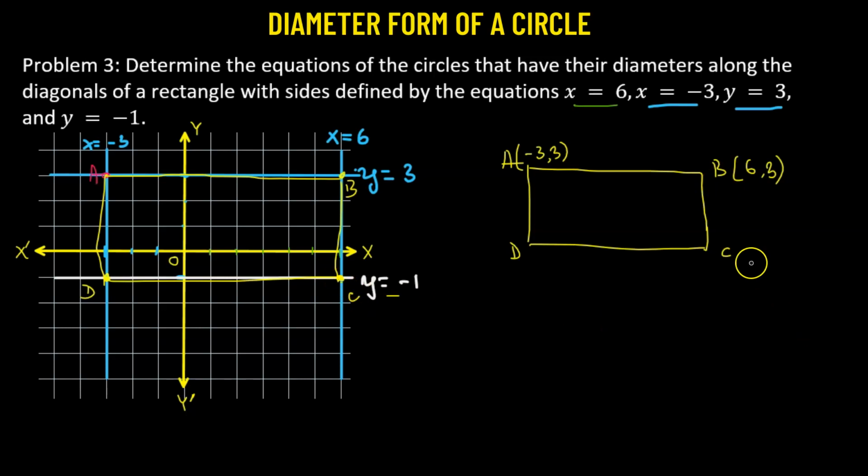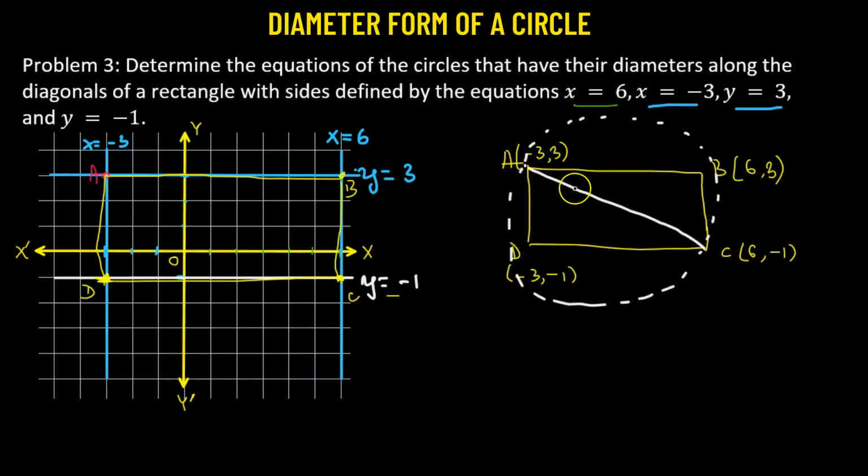Then coming to point C, this corresponds to an x coordinate of 6 and a y coordinate of negative 1. And finally D, the coordinate is x equals negative 3 and y equals negative 1. So now we have obtained the rectangle with all the coordinate points of the vertices A, B, C, and D. Now the next task will be to find the equation of the circle that has its diameter along the diagonal. Let's say we join A and C. This is the diagonal of the rectangle, and using this diameter, if we draw a circle, our goal will be to find the equation of this particular circle.